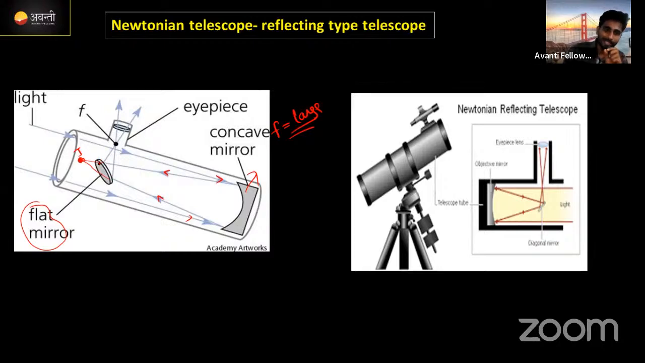Now I will keep a short mirror at an angle of 45 degrees to the principal axis. I place a mirror at 45 degrees to the principal axis. The mirror should be very short. If the light rays which are converging fall on this mirror, they all reflect back.